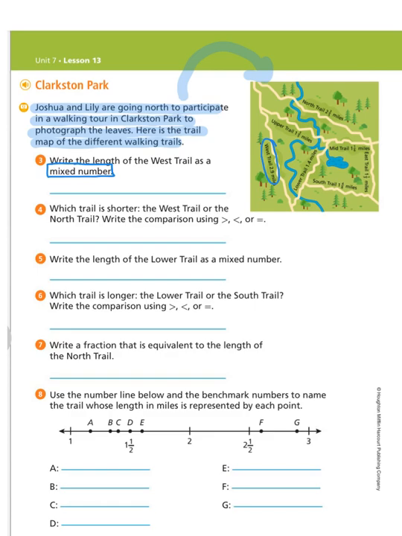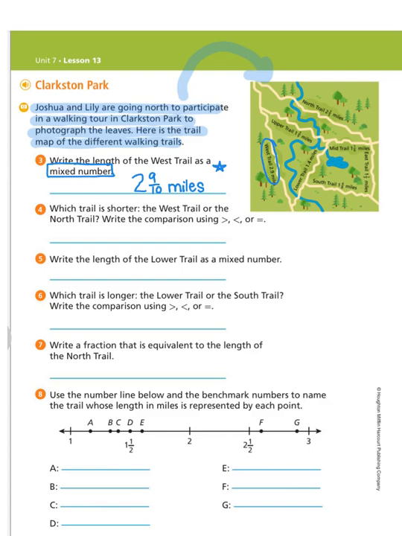You should have written 2 as the whole number. The 9 is in the tenths place, so I'm writing 9/10. And hopefully you labeled it miles. Give yourself a star if you got that correct. If not, do you know what you did wrong? Let's look at number 4.